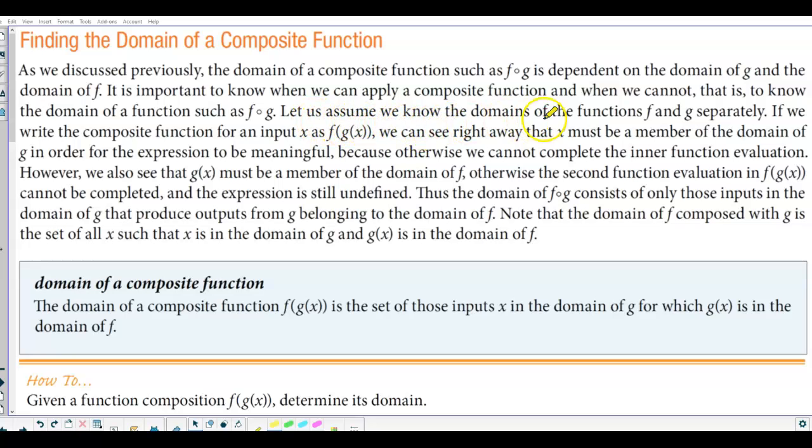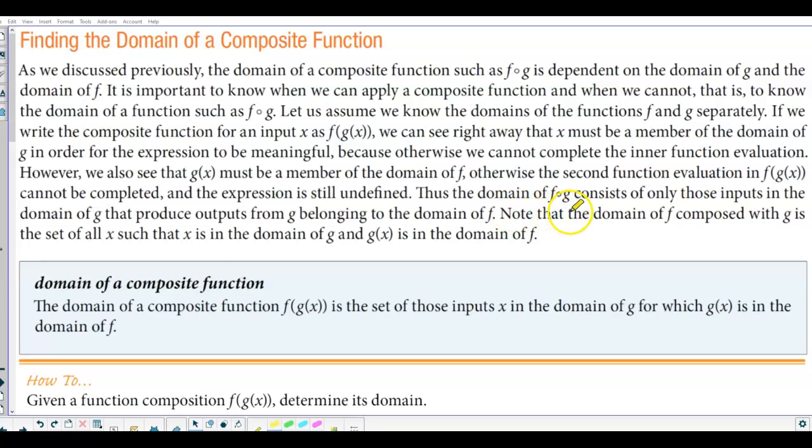Let us assume we know the domains of the functions f and g separately. If we write the composite function for an input x as f(g(x)), we can see right away that x must be a member of the domain of g in order for the expression to be meaningful, because otherwise we cannot complete the inner function evaluation. However, we also see that g(x) must be a member of the domain of f. Otherwise, the second function evaluation in f(g(x)) cannot be completed, and the expression is still undefined.